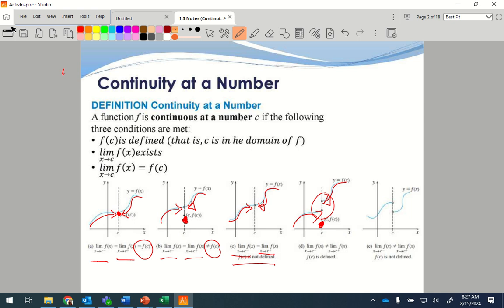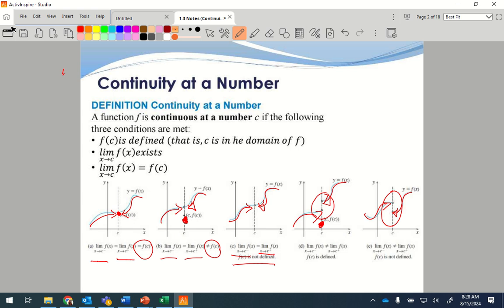Here's another example, my roller coaster. Bam, bam, left side, right side. And if you notice, it's also a jump. They're not going to the same point. So the left side is not equal to the right side. So I'm going through my list.